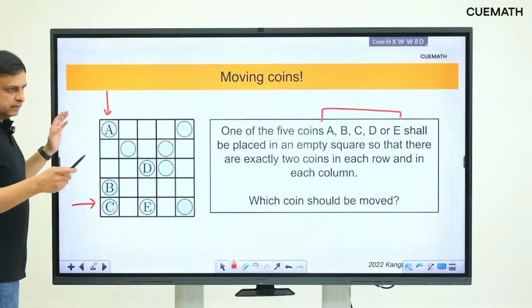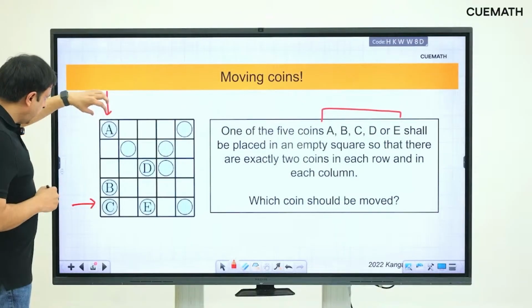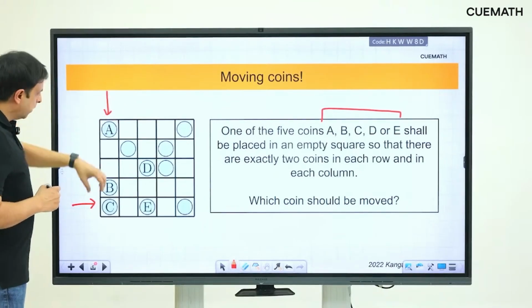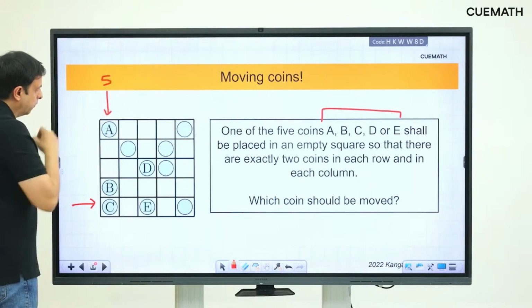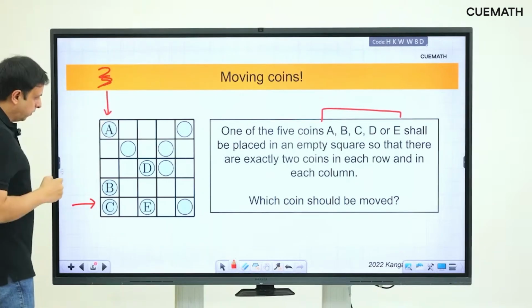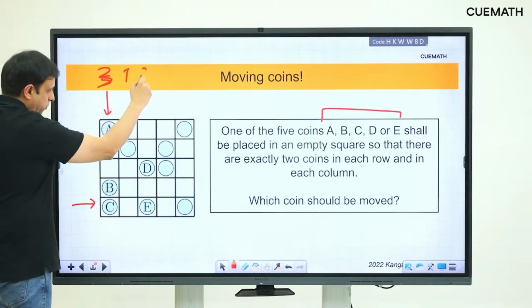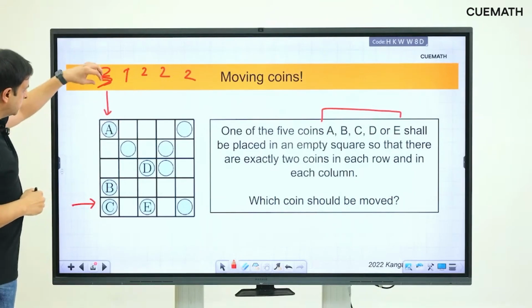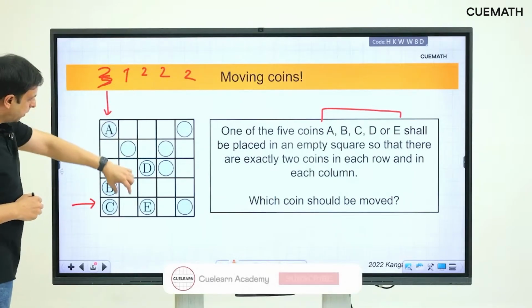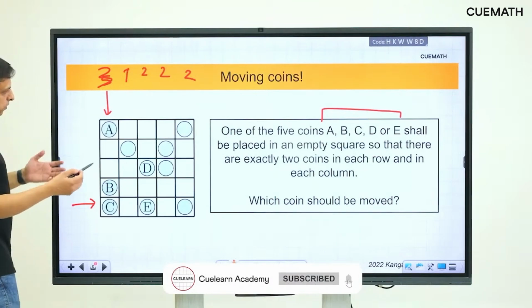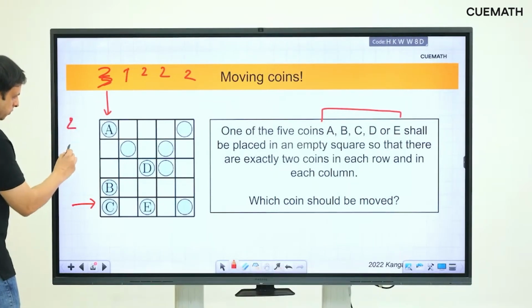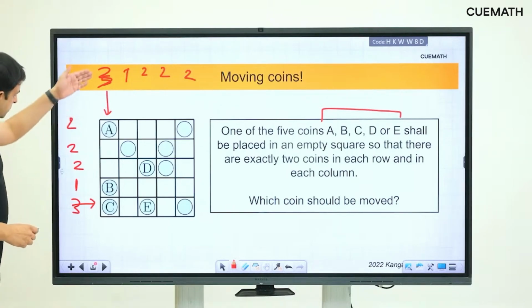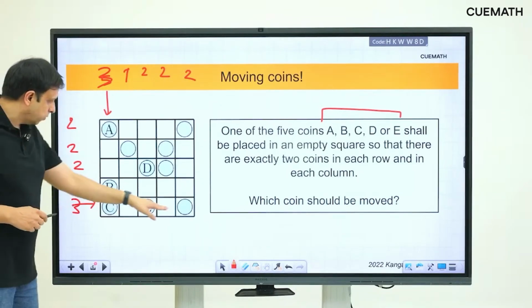So, you have to look at every row and every column. In every row and every column, let's count the number of coins. Column 1 has 3 coins, then 1, 2, 2 and 2. So, this column is problematic because there are 3 coins in this column and this column has only 1 coin. And now, let's look at the coins in every row. So, 2, 2, 2, 1 and 3. So, this column has 3 coins and this row has 3 coins.